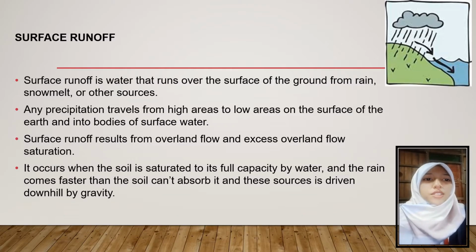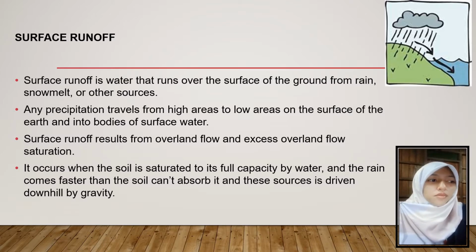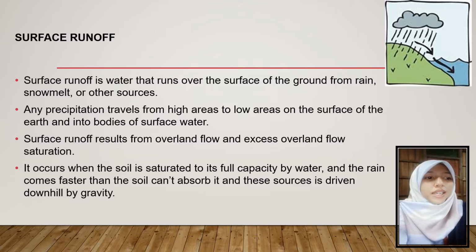Surface runoff is the water that runs over the surface of the ground from rain, snowmelt, and other sources. Any precipitation travels from high areas to low areas on the surface of the earth into bodies of water. Surface runoff results from overland flow and excess overland flow saturation. It occurs when the soil is saturated to its full capacity by water. The rain comes faster than the soil can absorb it, and this water is driven downhill by gravity.